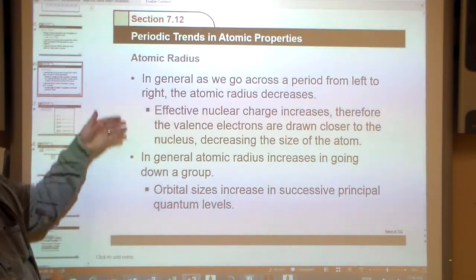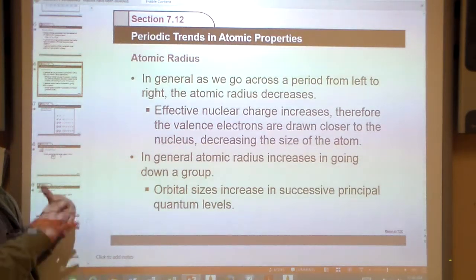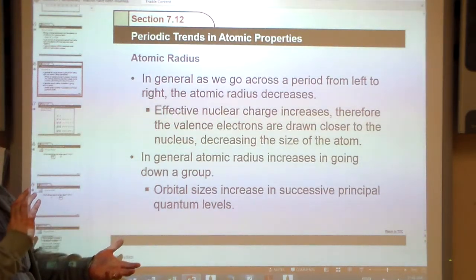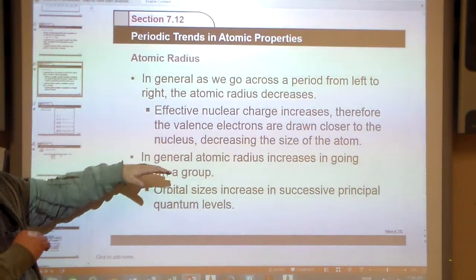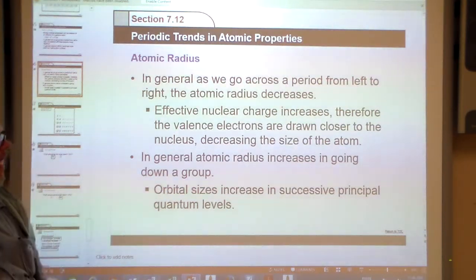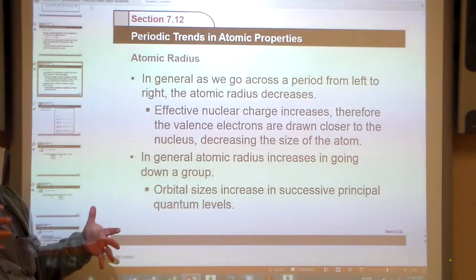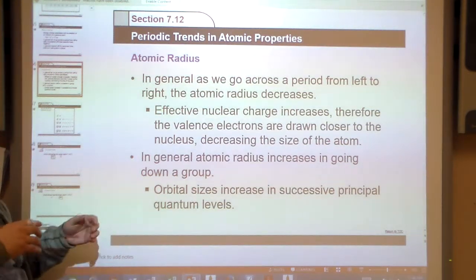Now, if you are going down a column, then the atomic radius actually goes up, and that has to do with every level that you go down a column, a group, you've got another layer of electrons added. So the size of the atom actually gets larger in the process.